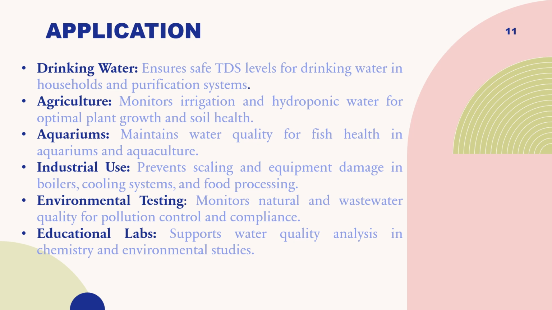Industrial use prevents scaling and equipment damage in boilers, cooling systems, and food processing. A high amount of TDS in boiler water, cooling system water, or heat exchanger water might lead to fouling of the equipment, making heat transfer more resistant. So proper TDS of the fluid or liquid inside this equipment is important. Then, environmental testing. Monitor natural and wastewater quality for pollution control and compliance.